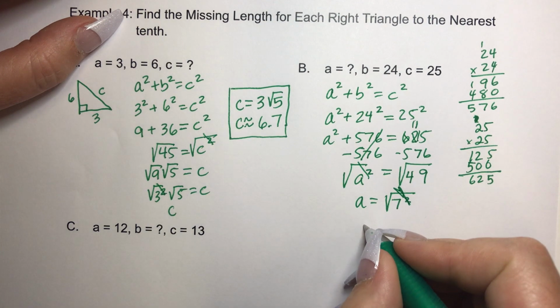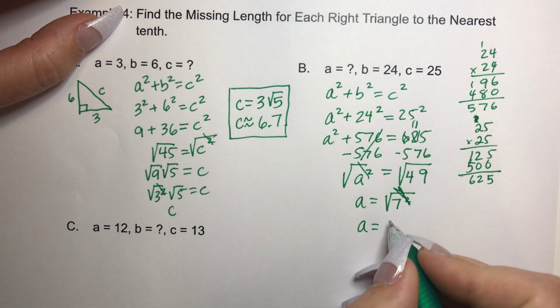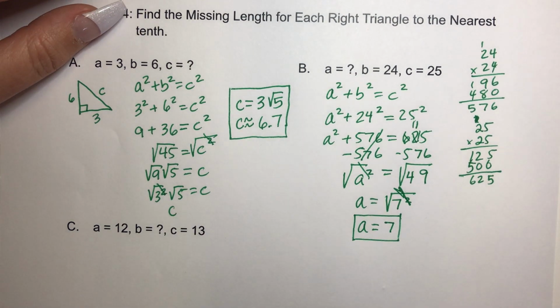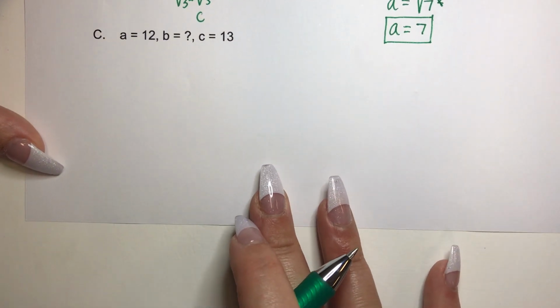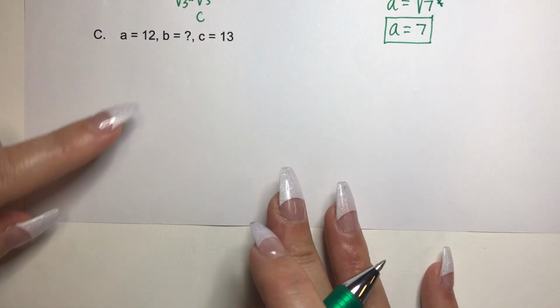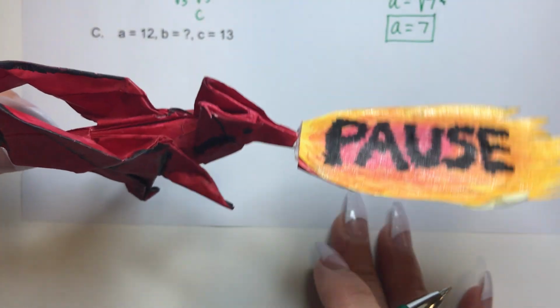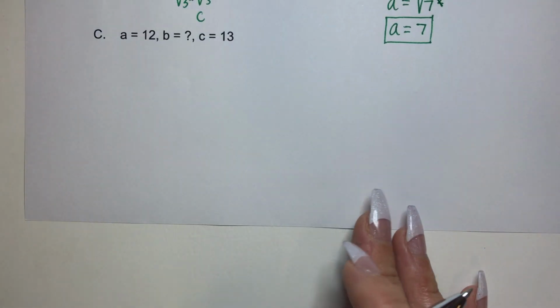Okay, and then we know that we have a positive and negative, but because we're dealing with distance, it's going to be positive. So our answer is a equals 7. All right, so this is the last one, and I want you to go ahead and try this one on your own. So find the missing length, which would be b. Here's my friend the pause dragon. I might need to pause your device. Go ahead and work this out. When you get done, press play and we'll talk about it together. All right, see you in a bit.